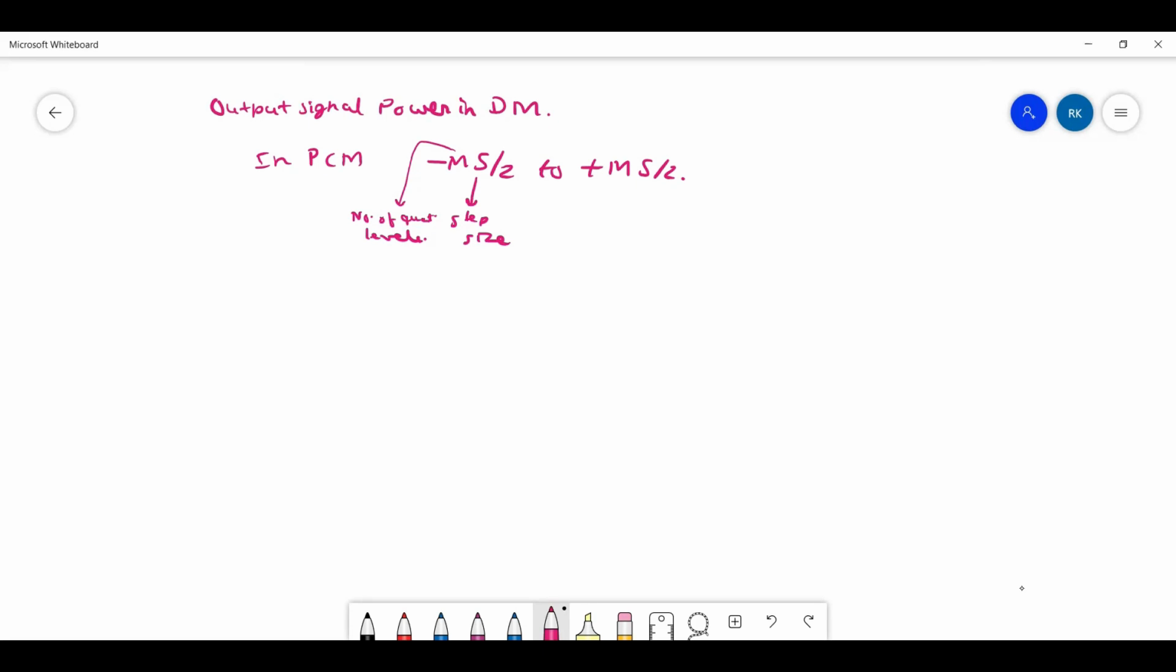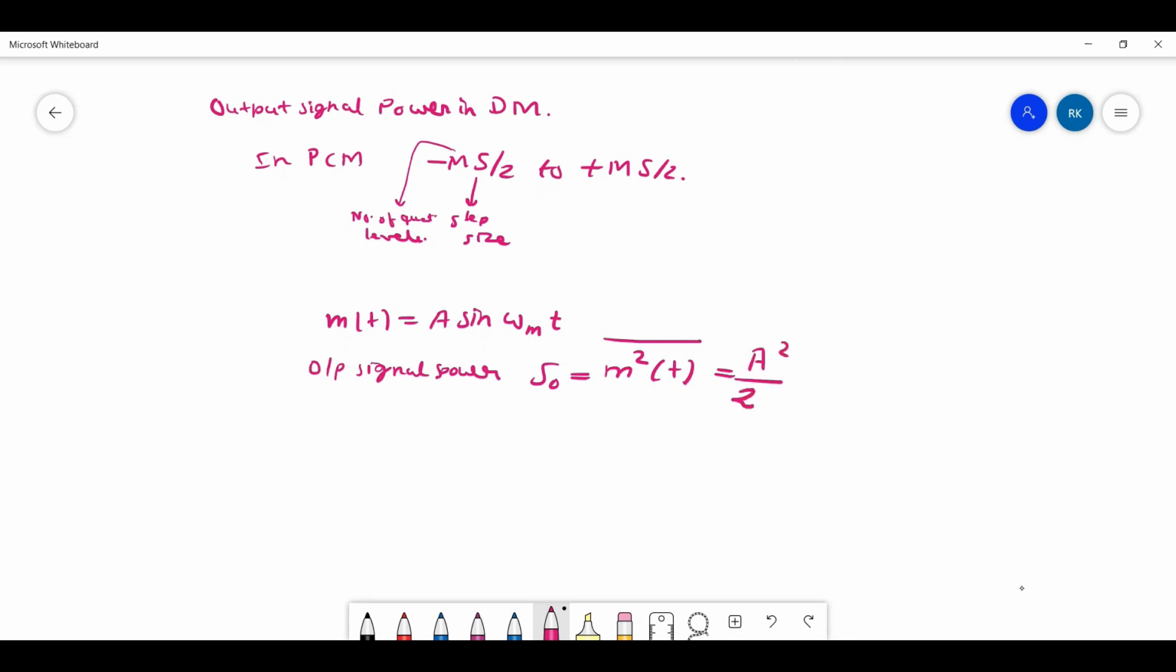So we can write here that if we assume the message signal to be like this, where A is the amplitude and omega m equal to 2 pi fm, fm being the upper limit of the baseband frequency range, the output signal power which we are interested in, let's call it S naught. That will be given by m square t average, mean square value, is equal to A square by 2. Let's call it equation 1.